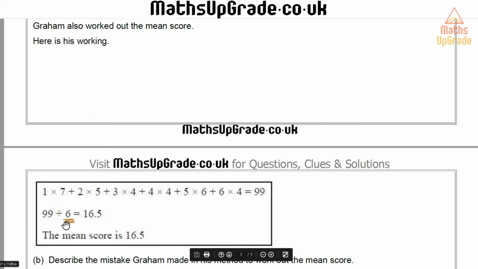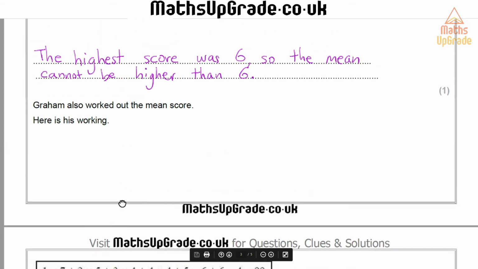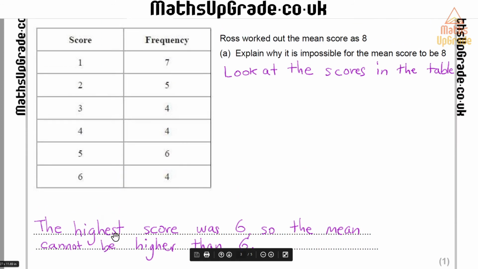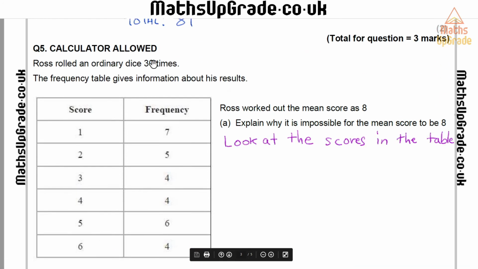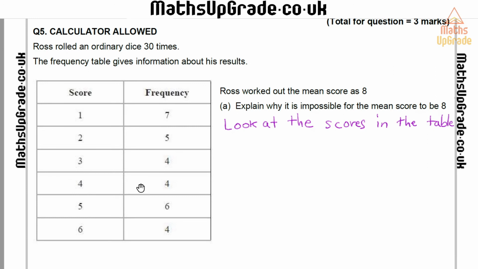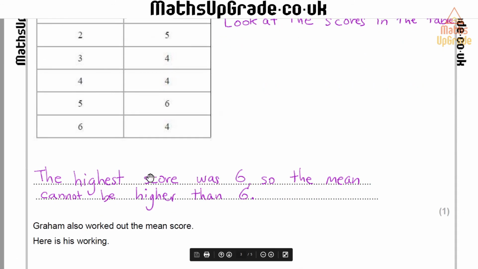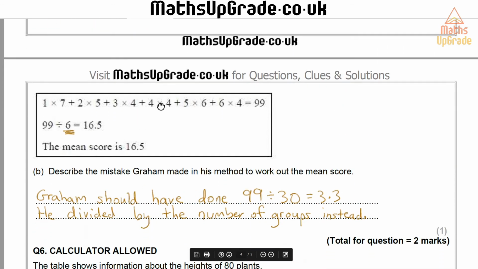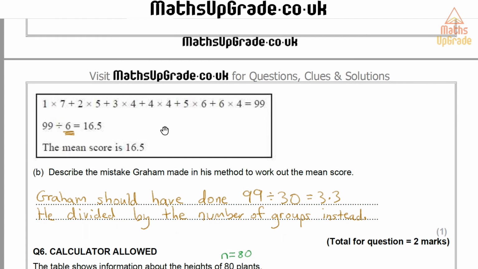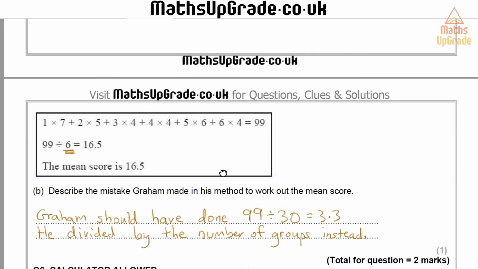He should really have done 99 divided by 30, since 30 is the total frequency here. And you're told in the question as well, the dice is rolled 30 times. Instead, Graham has divided by 6. He's divided by the number of groups here. He should have divided by the total frequency. If he did 99 divided by 30, he would have got 3.3. And that whole question there was worth 2 marks.